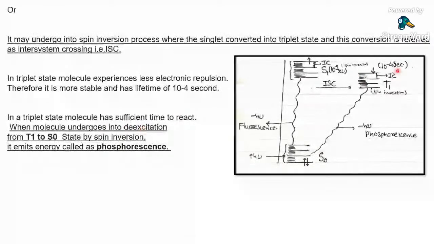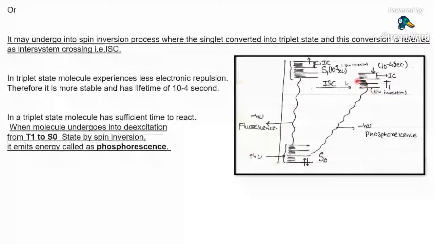You can assume the reaction occurring here: the molecule is there for 10 to the minus 11 second, a very short time. Then here the molecule is there for 10 to the minus 8 second, again a very short time. But here in the triplet state, it stays for 10 to the minus 4 seconds, so it has sufficient time to undergo reaction.